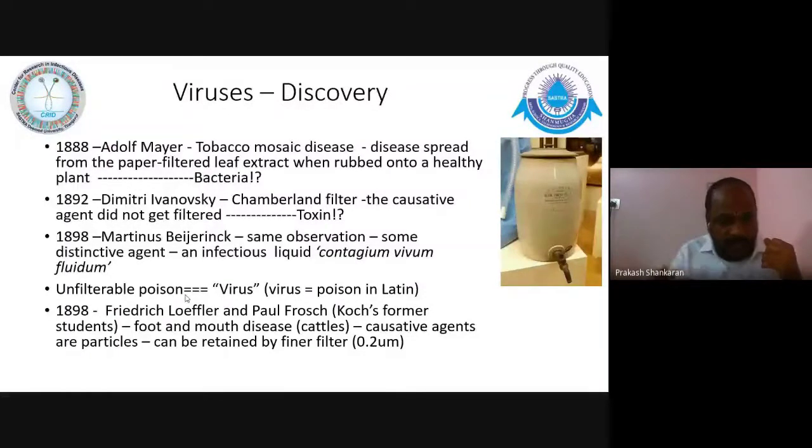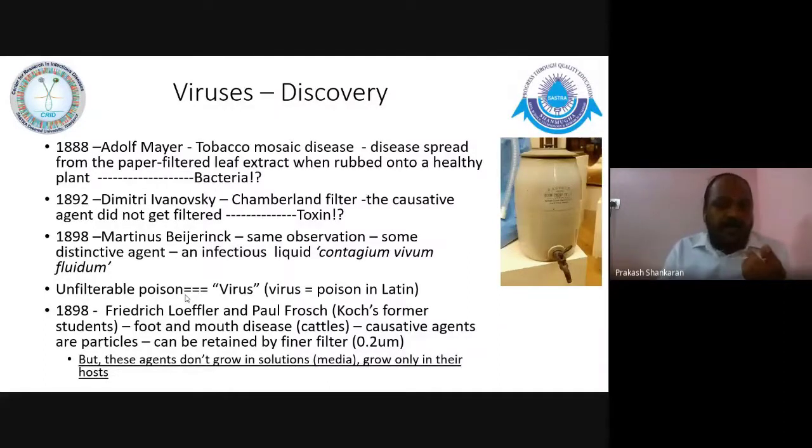Then it took some more time, or in the same year, Loeffler and Paul Frosch, two former students of Robert Koch, found the first animal virus. It causes foot and mouth disease in cattle. The causative agent is a particle. They said that it's not a bacteria, not a toxin, not any poisonous liquid, but actually particulate matter. It's so tiny that it can be retained only by a finer filter of 0.2 micron size. So though Beijerinck gave the name virus, the real definition of what a virus is came from this discovery. Again, they can filter it, but they cannot grow it. We know the reason: they don't grow in media.